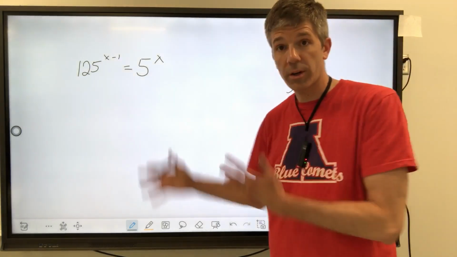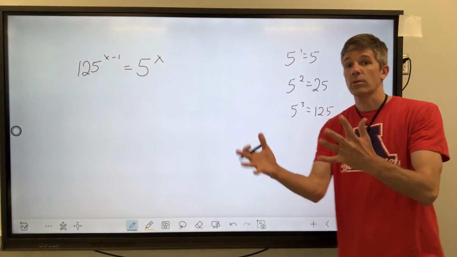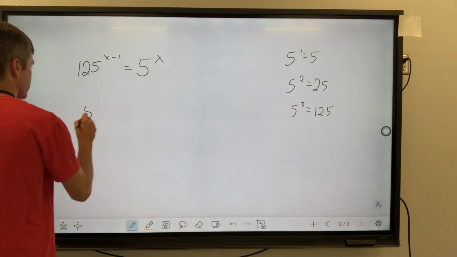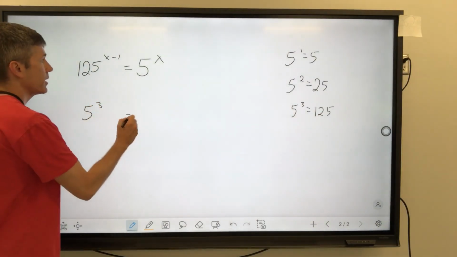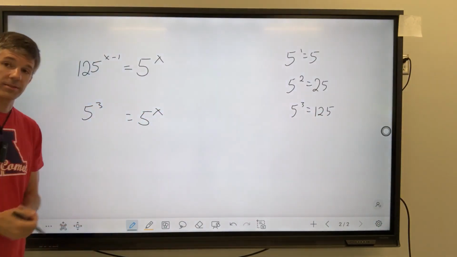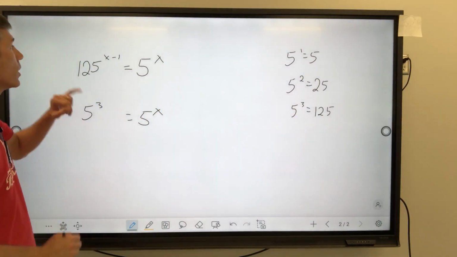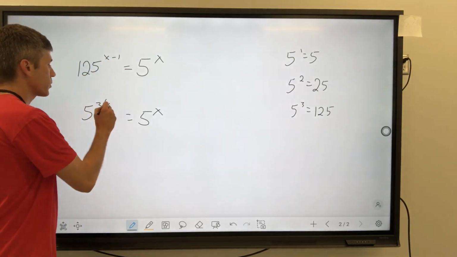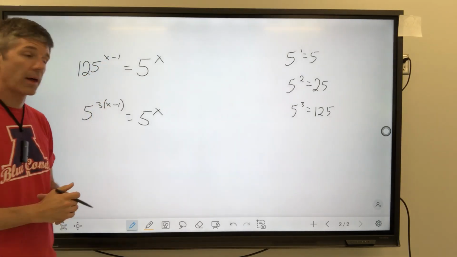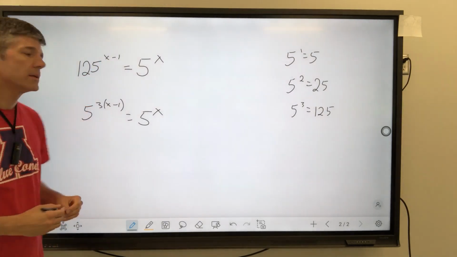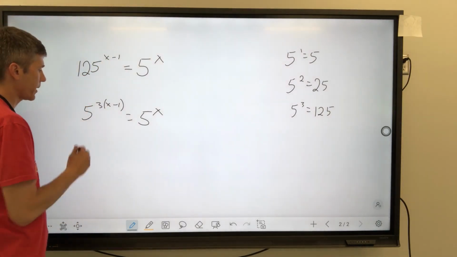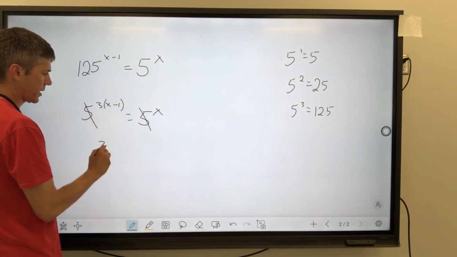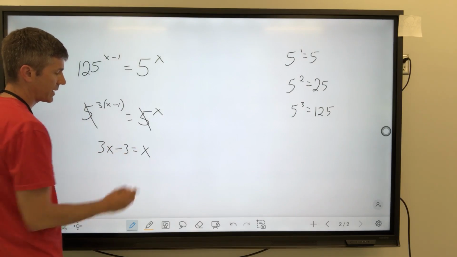So instead of 125, I'm going to write 5 cubed. That's great. Equals 5 to the x. You might stop here and say x equals 3. Haha, wait, no. Because there was an exponent here that we never dealt with, and so we will put it in there. And we're going to multiply by the new exponent that we got. Properties of exponents. Okay, do the pre-cal thing that we don't explain. Let's go ahead and distribute 3 times x, 3 times negative 1. That's going to give me 3x minus 3.